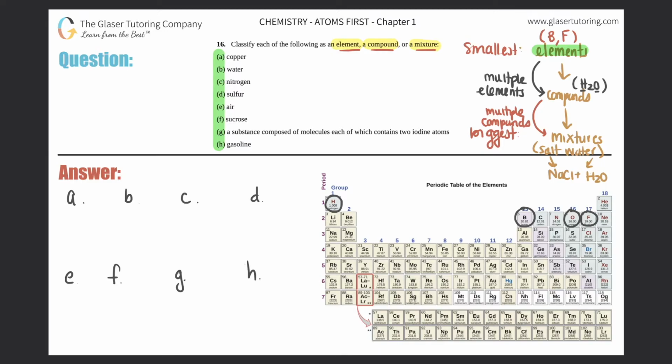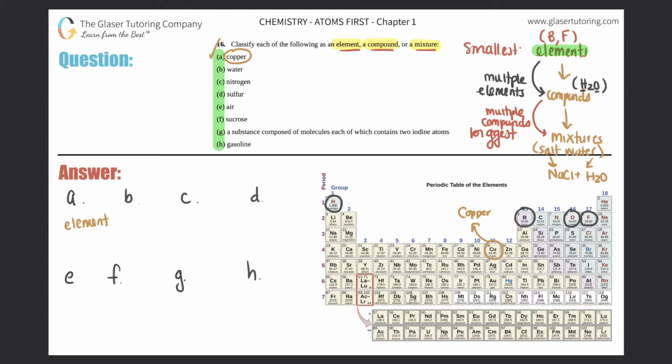So for A, copper. I would like to start from the smallest and work our way down because I think that's the easiest way. So the first thing you should say to yourself is, can copper be found on the periodic table? And yes, it can. It is right here. Cu is copper. It's a single square on the periodic table, so therefore A, copper, is an element. So that checks this one off.